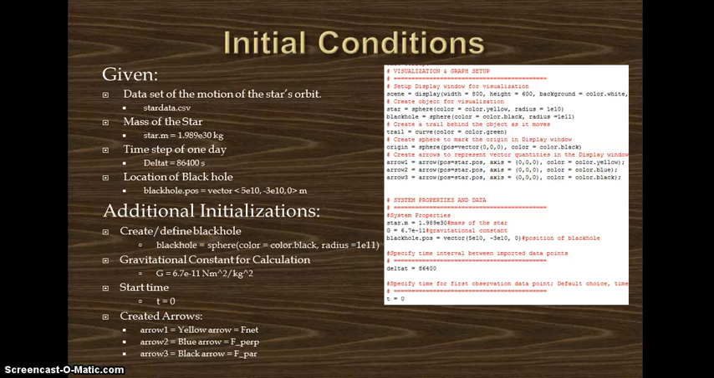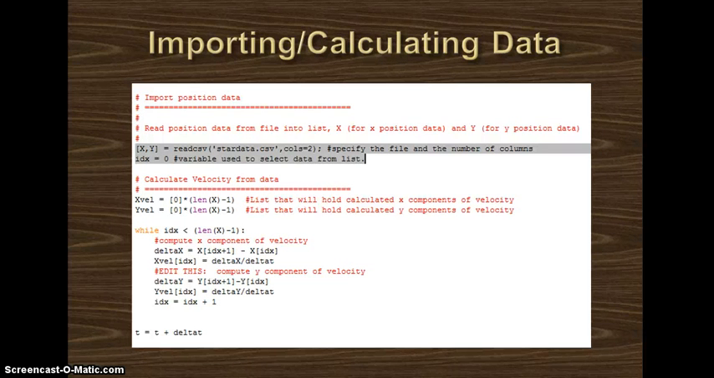A set of data plotting the star's motion around the black hole, the mass of the star, the time step of 1 day, and the location of the black hole. Other initializations include defining the black hole in our computer code, as well as defining our gravitational constant and setting my start time. I also created arrows to visualize Fnet and its components. Next, you see the highlighted portion of code importing the data from our CSV file.